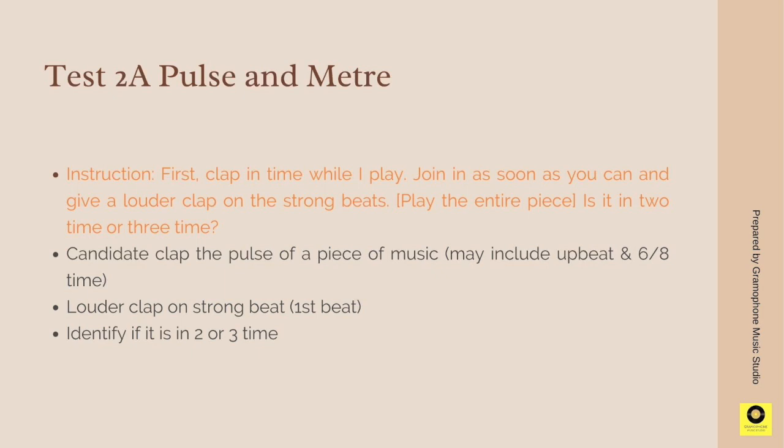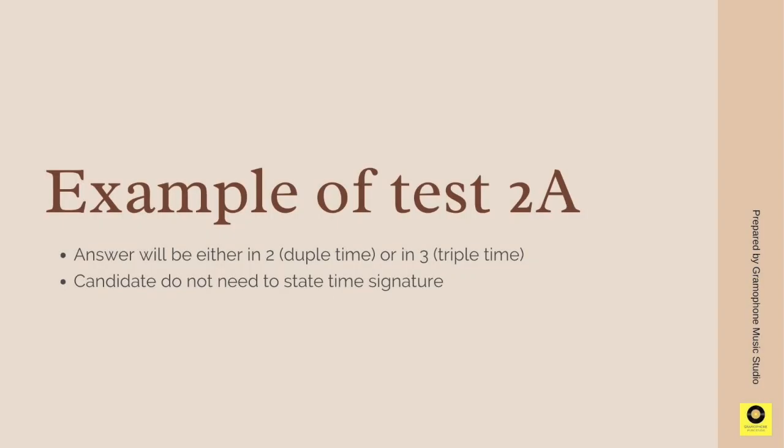Candidate will have to clap the pulse of a piece of music, and for grade 2, it may include upbeat and 6/8 time signature. Give a louder clap on strong beat, which is the first beat, and then identify if it is in 2 or 3 time. The answer will be either in 2 or in 3. Candidate do not need to state the time signature.